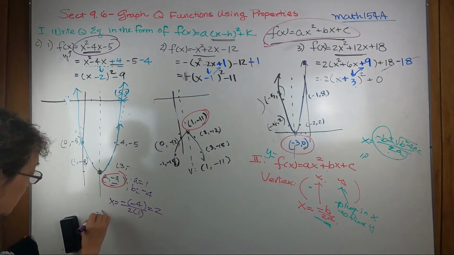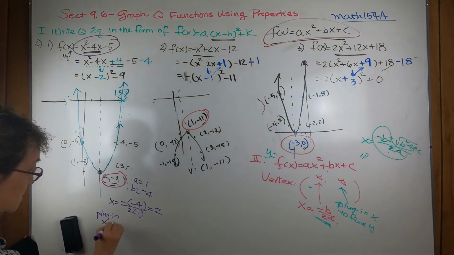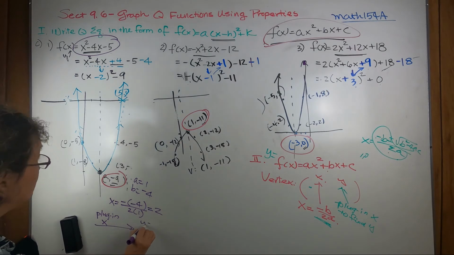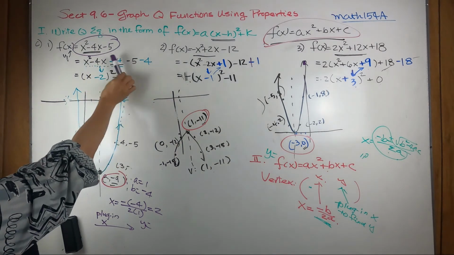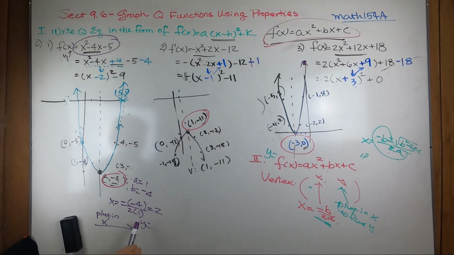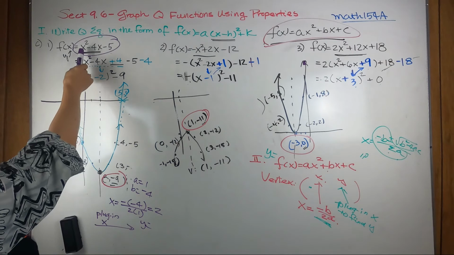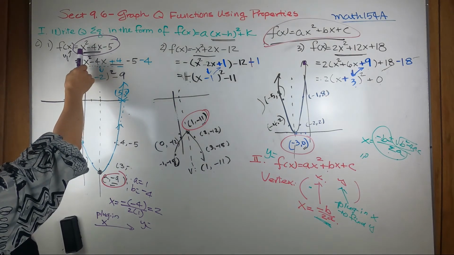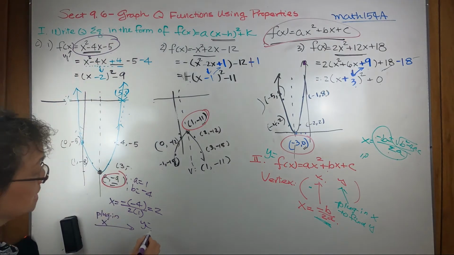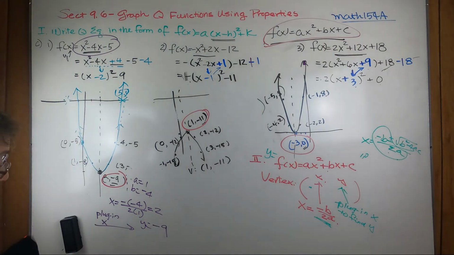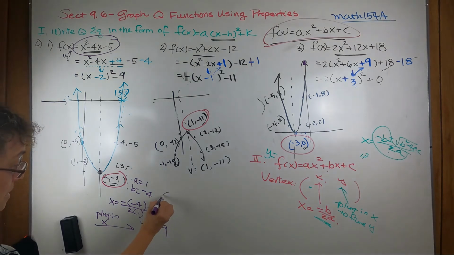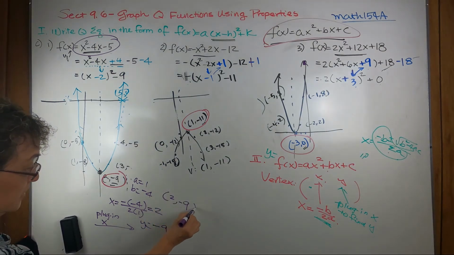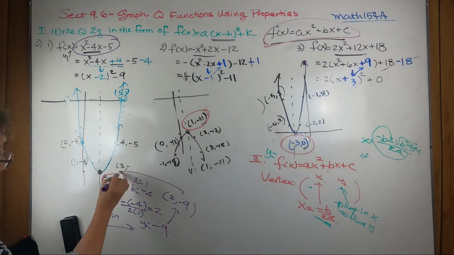Then you plug in x, and so your y would be, you plug into the original, right? We don't have a vertex form if we use the standard form directly. So you plug in x: 2 squared is 4, minus 4 times 2, 8. So 4 minus 8 minus 5, negative 9. So your vertex is what? 2 and negative 9. Are they the same?